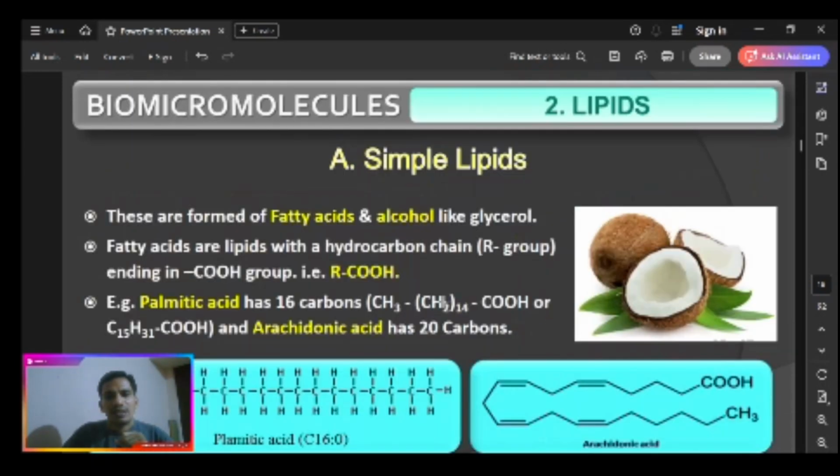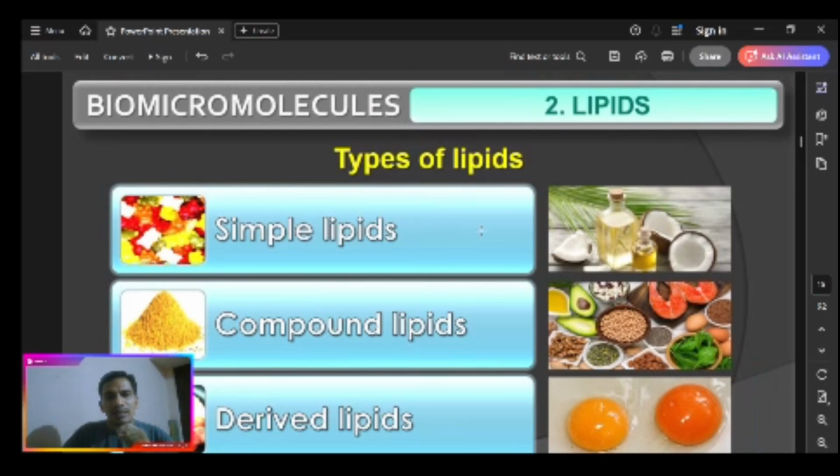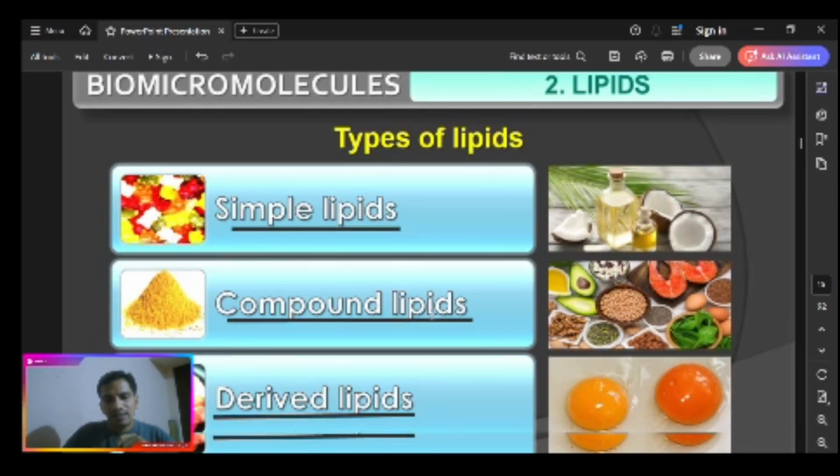Here are the lipids. Different types are there. First kind is the simple lipid, classified based on their bonds. The second one is the compound lipids. The third one is derived lipids. Lipids are simple lipids, compound lipids, and derived lipids. Right? These are the three kinds.